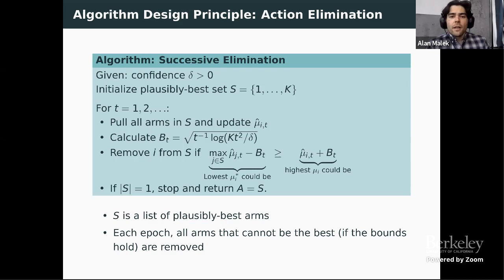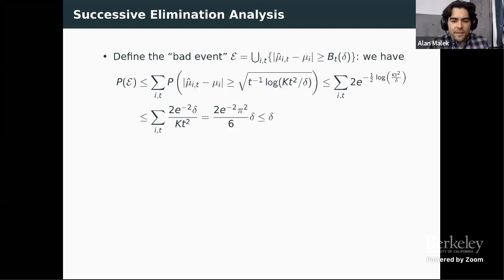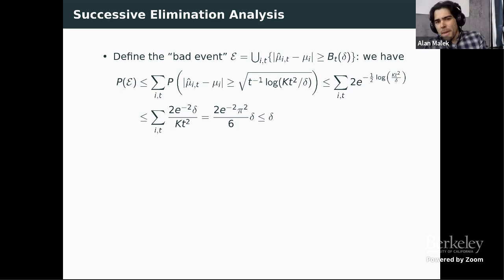The nice thing about action elimination algorithms is they tend to have pretty straightforward analysis. At least this one does. In fact, the proof fits all in one page. So let's just go through it because maybe it's a useful exercise. The main idea is you define this bad event. The bad event is the event that one of the confidence intervals doesn't hold. You know that this happens with small probability. In fact, you can calculate this.